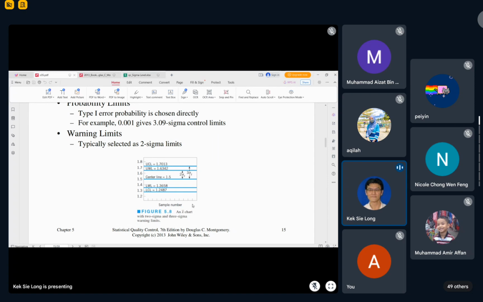normally they use 3 sigma level, but not necessarily all. I mean, not all industries or companies use the three sigma level, but the majority of them do. Some companies might use the four sigma level. Some of them might use the six sigma level. So it depends, actually.